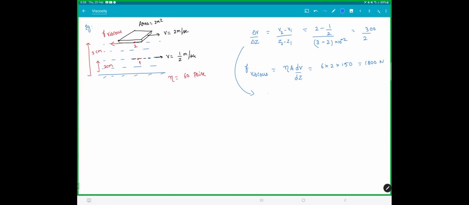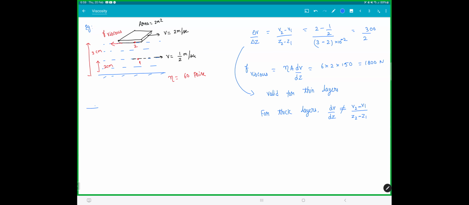Remember, this is valid for thin layers. Here it is like 2 centimeters, so it is small. If the layers are thick, you can't use this. We have to figure out that function actually. We'll see a problem later on like that. For thick layers, dV by dz, you can't write V2 minus V1 by Z2 minus Z1. At Mains level, they won't ask for thick layers. In Advanced, they will ask you as paragraphs.